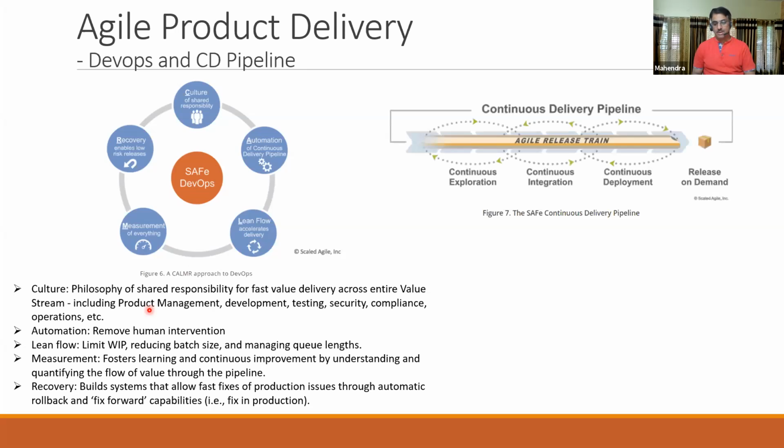The acronym is CALMR. And it's a continuous delivery pipeline. When you say pipeline, it doesn't mean that I have a Jenkins in place or a GitLab in place and a delivery pipeline. It's not what we are telling over here.